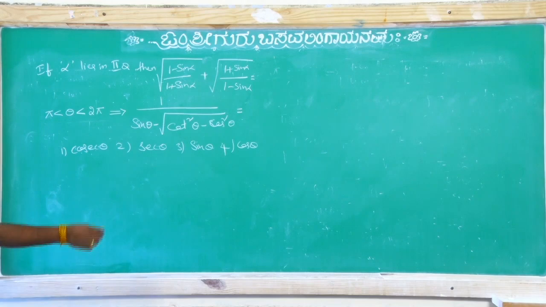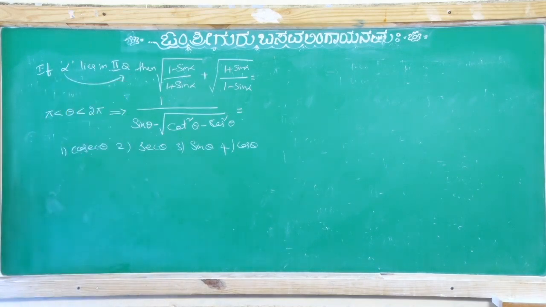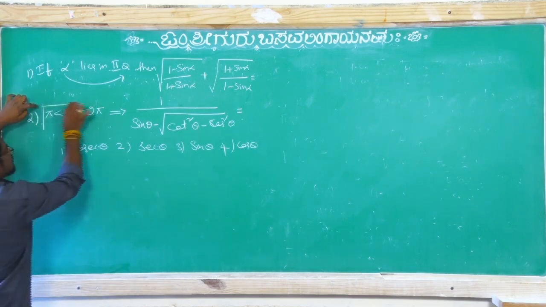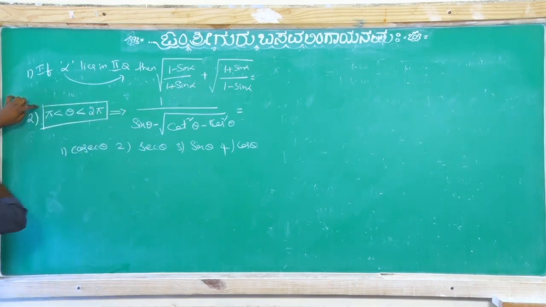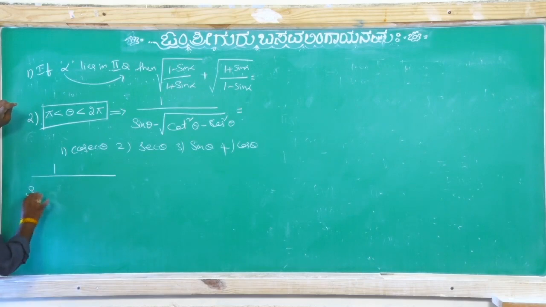Listen, clearly they given alpha lies in which quadrant? Second quadrant. This problem I am doing, this is you do, this first problem I will do, second problem. Once you see pi less than theta less than 2 pi, which quadrant? Third and fourth quadrant. Now that is what we have to find, this value we have to find.